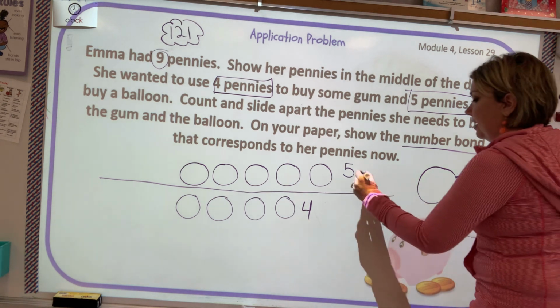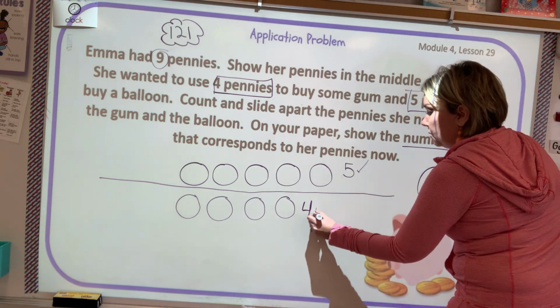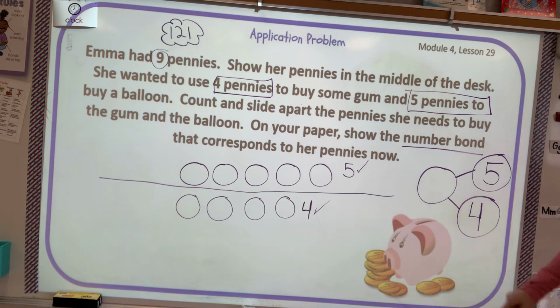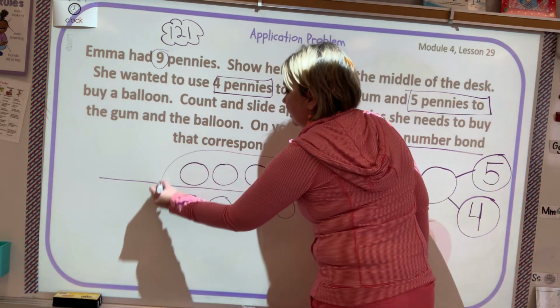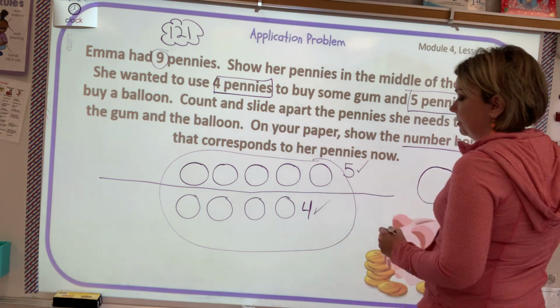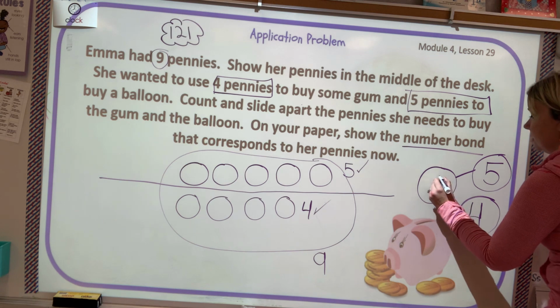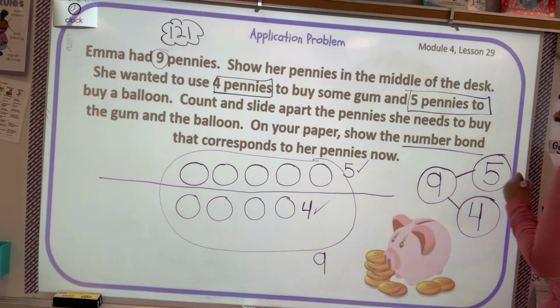So I've used my 5. I've used my 4. But I've got something else. Well, what's going to go there? I've got a whole other circle in my number bond. The whole is going to be 9. So all together, I'm going to do my whole, which is 9. So I need to put 9 in my whole.